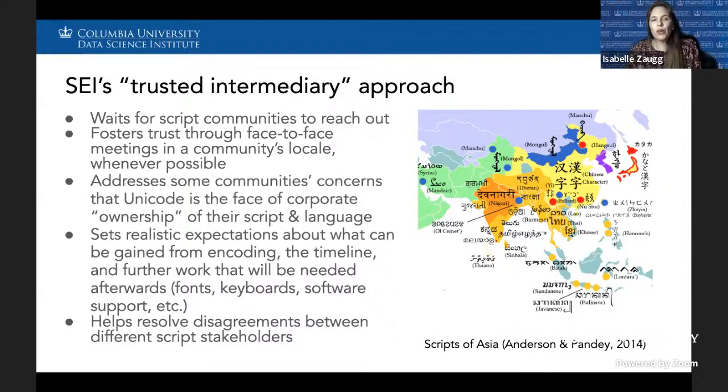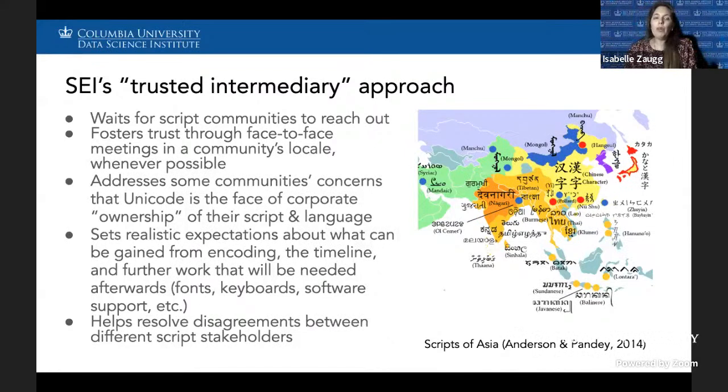And SEI also, I think this correlates with some of the themes that Keith was raising about these invisible caretakers, and also the very human love of language that is behind this infrastructure that we so often take for granted. SEI has found that it's really important to have face-to-face meetings in a community's locale whenever possible, and that it's really the human relationships and face-to-face communication that build the trust and push these very technical projects forward.